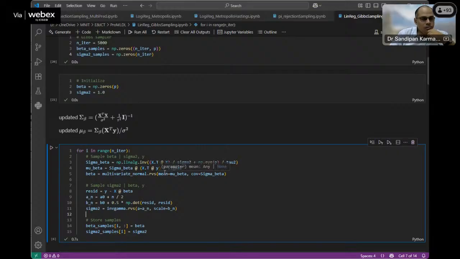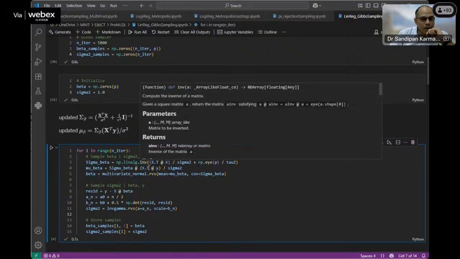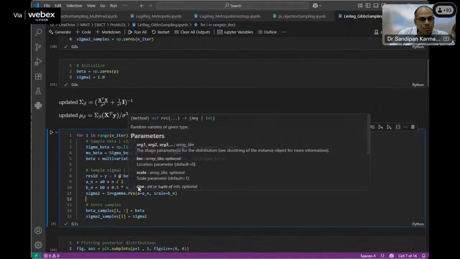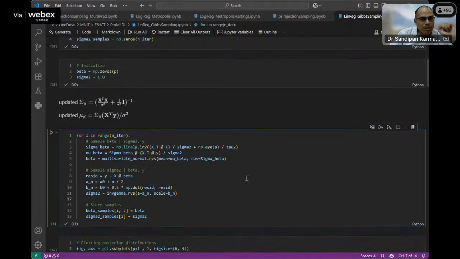Is it okay? So this is the beta part. Sample beta given sigma squared comma y. Then I'll be rotating. Okay. Then sample sigma squared given beta comma y.